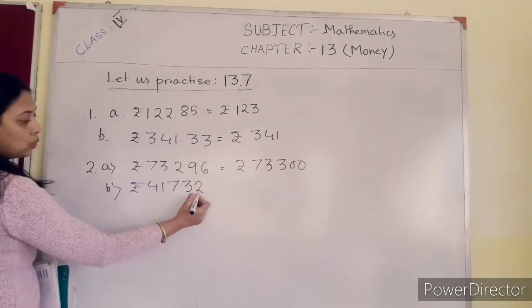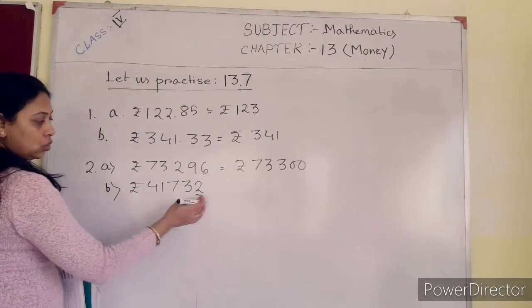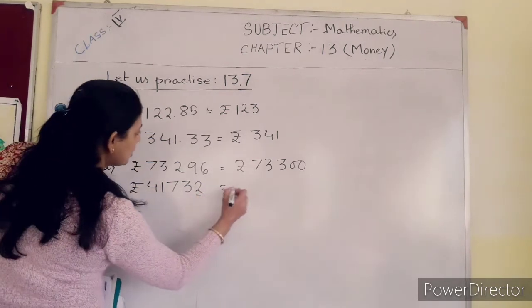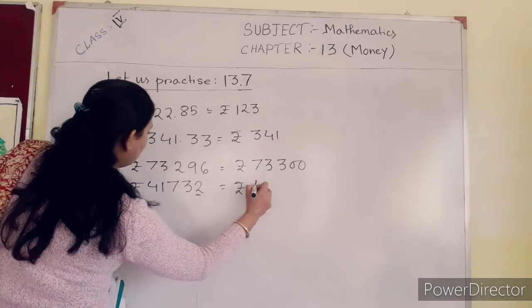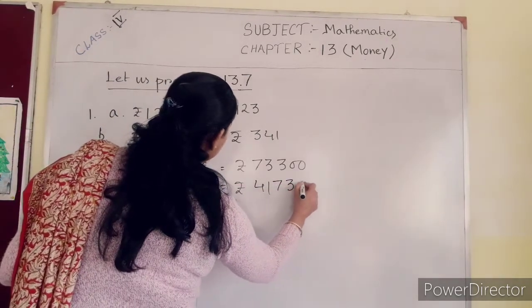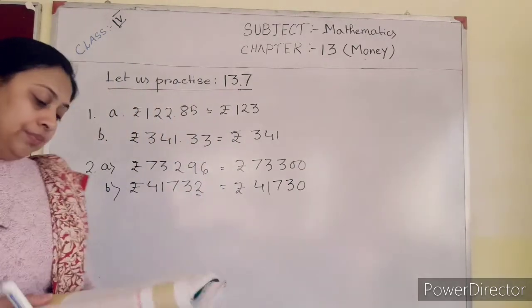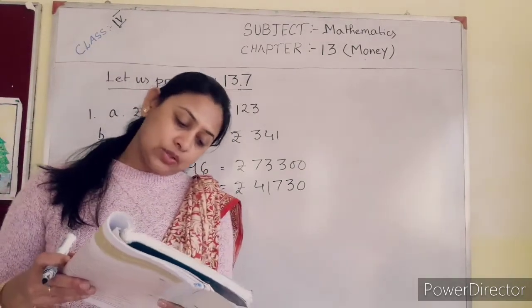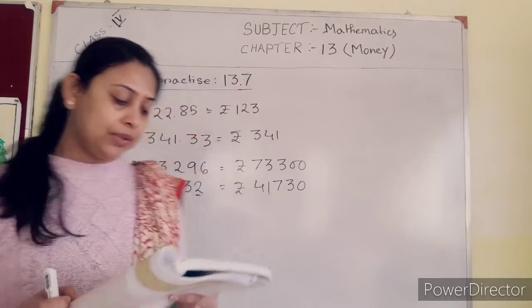Rupees 41,732. Here 2 is present in one place. 2 is smaller than 5. So answer is rupees 41,730. Clear? The other two you will solve by yourself, C and D.